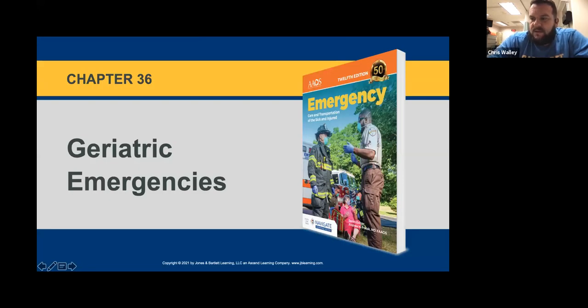All right, we're going to get started tonight on geriatric emergencies. It's not a long chapter, but it's kind of long. So we'll dive into this and get going from here tonight.